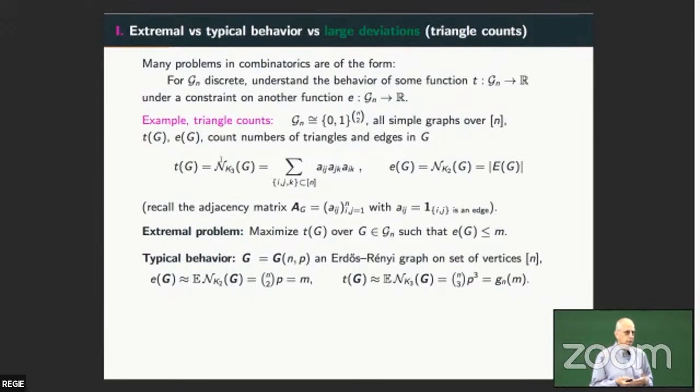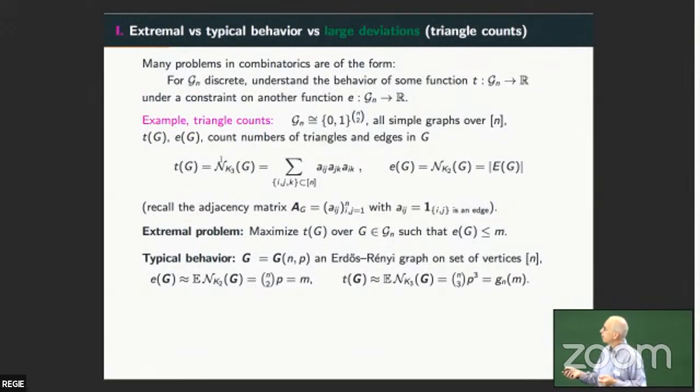In that case, because you have a lot of independence, all these functionals are going to concentrate very well around their means. You will have very nice concentration of measure, and the means are very easy to calculate. So for example, you can calculate the mean number of edges: you have n choose 2 edges, and you multiply by p. You call it m. This is a constraint. The expected number of triangles: you have n choose 3 choices for i, j, k, and then you multiply by p cubed, which is the probability of getting all 3 terms in this product equal to 1.